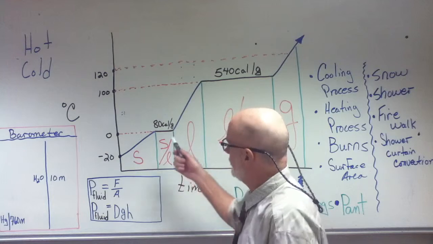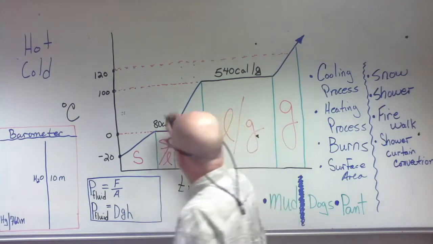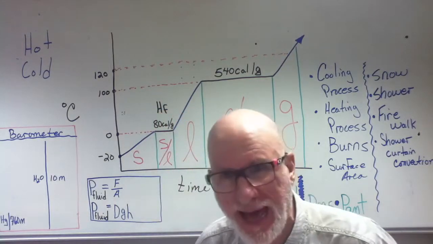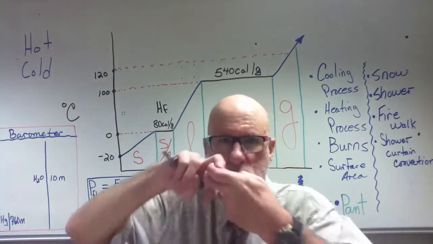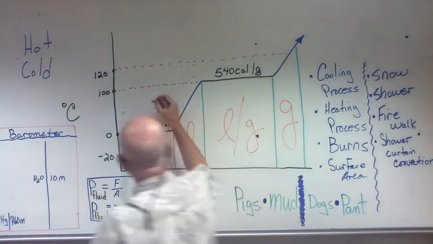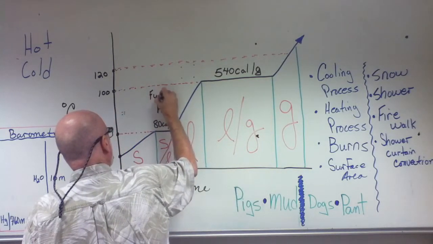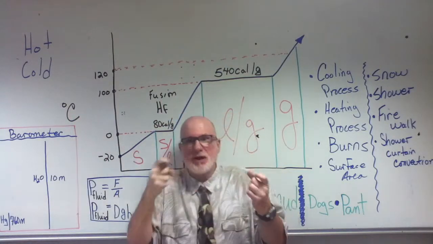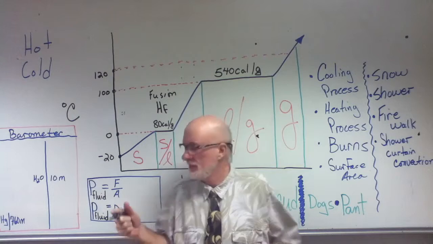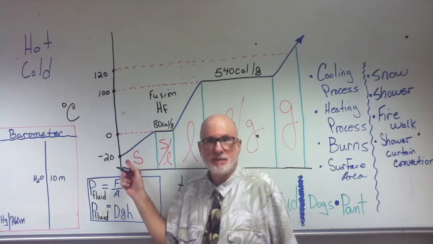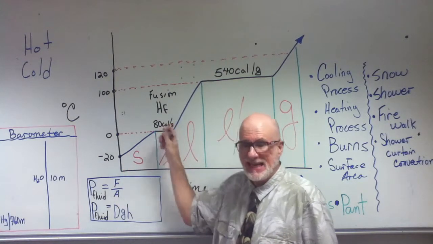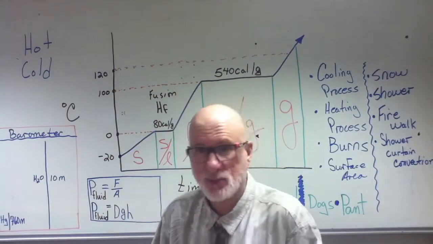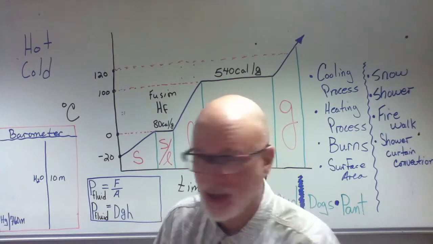Well, this is called H for heat, F for fusion. Fusion. In other words, when I go from a liquid to a solid, I take out the heat of fusion and form a solid. This heat of fusion is a potential energy. That's what that is. It's a potential energy.